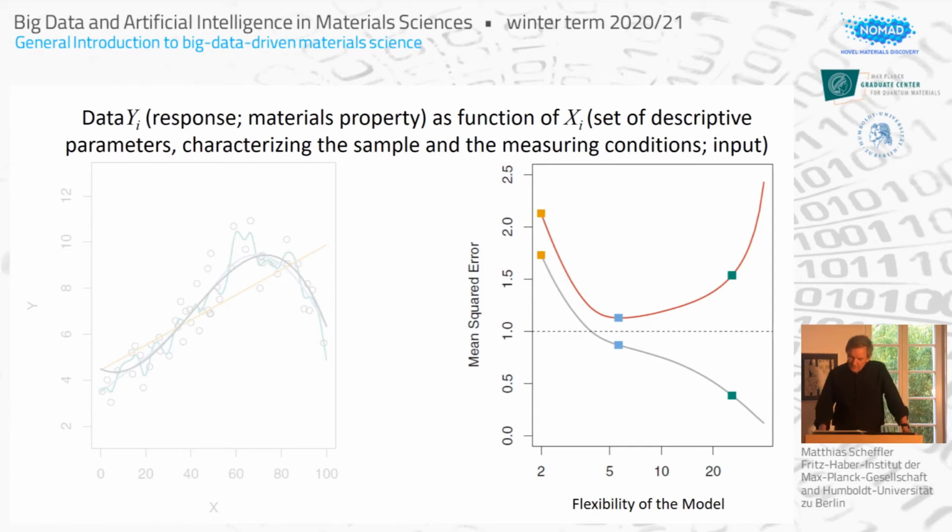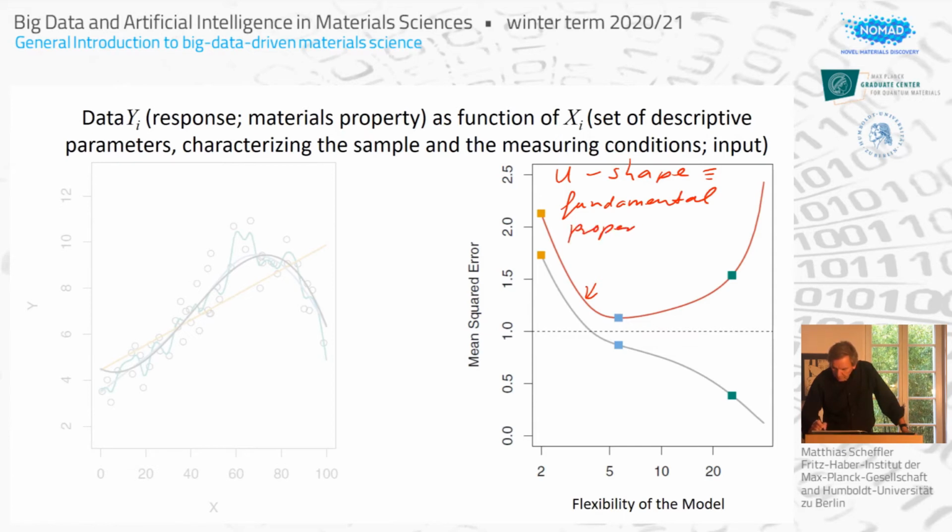We were discussing the mean square error for the training set below and for the test set, and the important thing is that the mean square error for the test set has this typical U shape, which is, I would say, a fundamental property of statistical learning. What does it mean? What conclusions can we draw from this fundamental property?